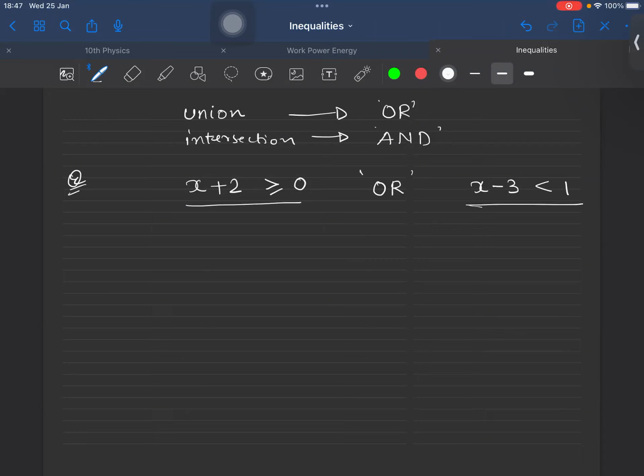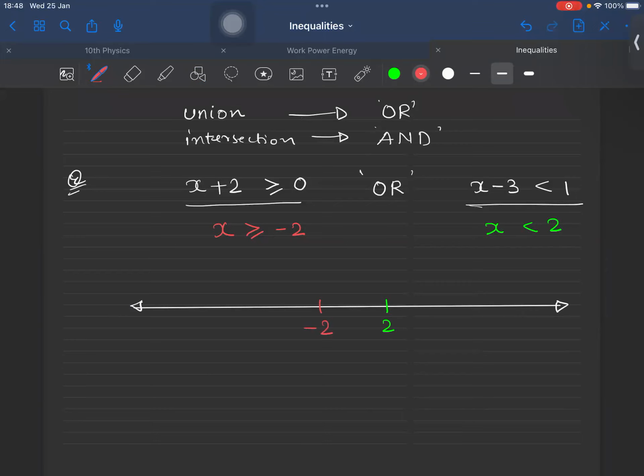So from here, if you solve the first inequality, x should be greater than or equal to -2, and the second one, x should be less than 2. Now these are the two critical points. All right, so let's make the number line. Now the first critical point is 2 and the second critical point is -2.